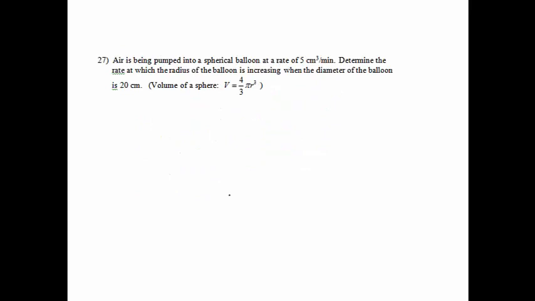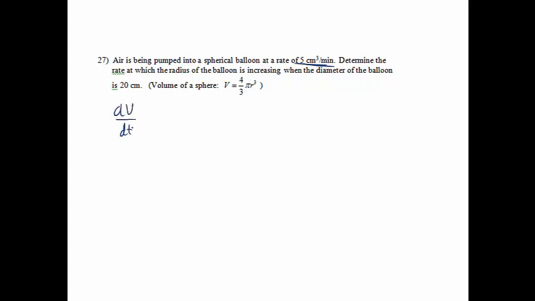Okay, number 27, a nice related rates problem for us. Air is being pumped into a spherical balloon at a rate of 5 centimeters cubed per minute. Determine the rate at which the radius of the balloon is increasing when the diameter of the balloon is 20. And they did give us the hint, the volume of a sphere is volume equals 4/3 pi r cubed. So remember, the first thing that we want to do is write down the information that they give us. They did tell us that air is being pumped in at a rate of 5 centimeters cubed per minute, so that's how fast the volume is changing.